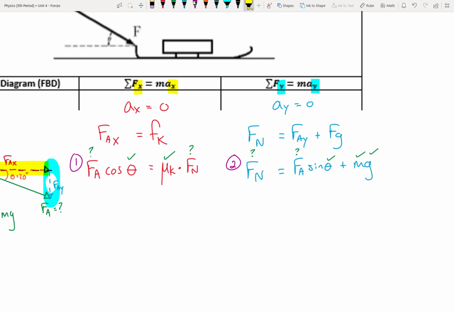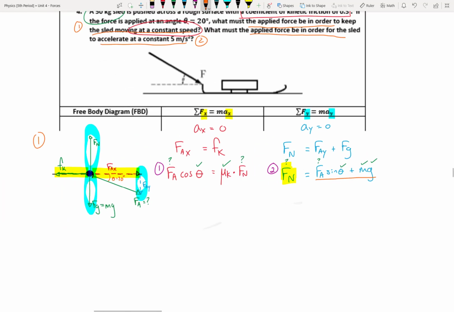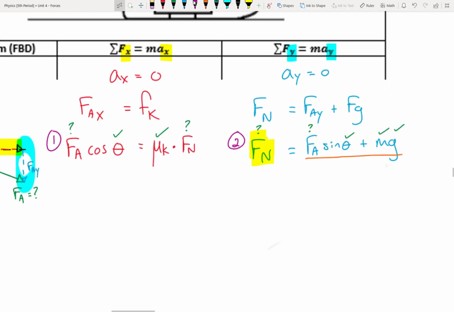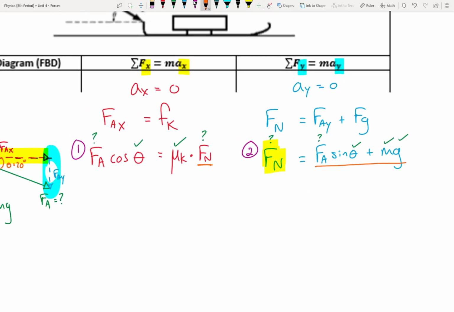I'm just going to go with what might be the most straightforward right now, because I've got Fn isolated already right here. See, Fn is equal to this statement. The sum of the two forces pointing down must be equal to the normal force. So I could take that and substitute that in for Fn, and that's one method by which I can solve this system. So I'm rewriting equation 1 now, but I'm going to substitute in what I have underlined in orange. That's all I'm going to do.